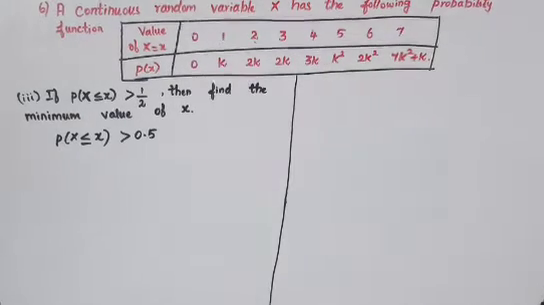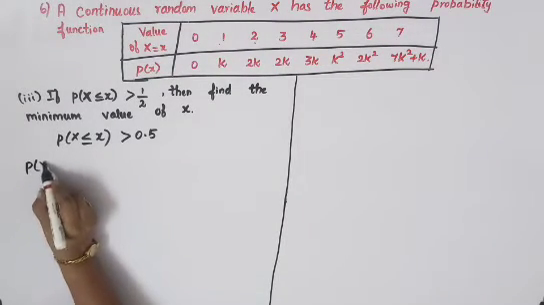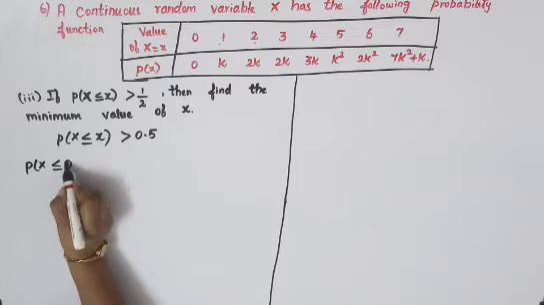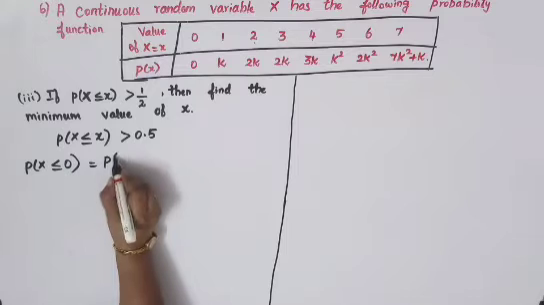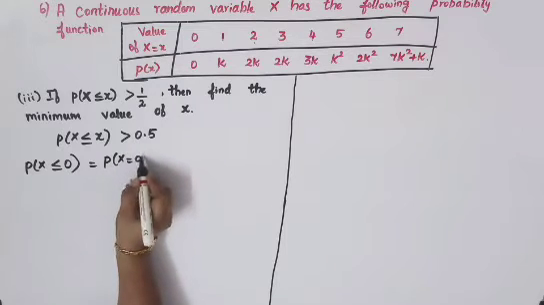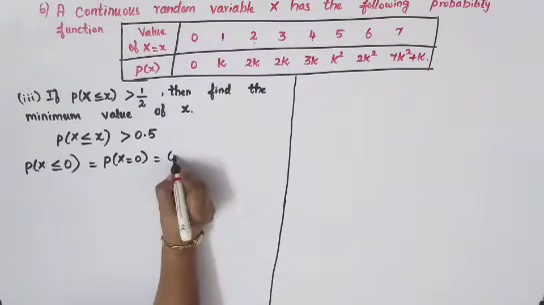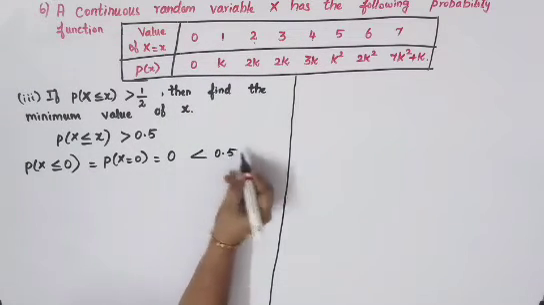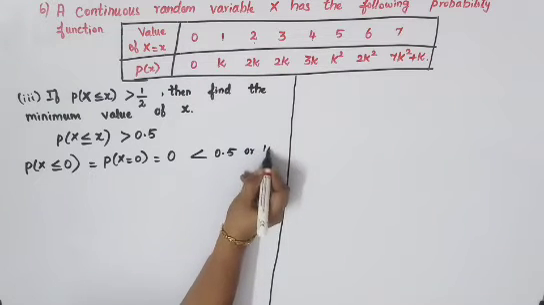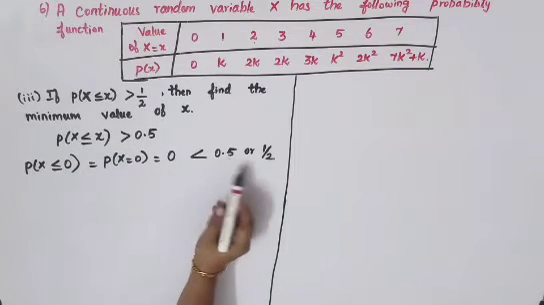So that will be easier for you to find it. Okay. Your first part is P of X less than or equal to 0, that is equal to P of X equal to 0. So when X is equal to 0, the value is 0, which is less than 0.5, otherwise 1 by 2. So for each value, you will have to check whether it is less than 0.5 or 1 by 2.